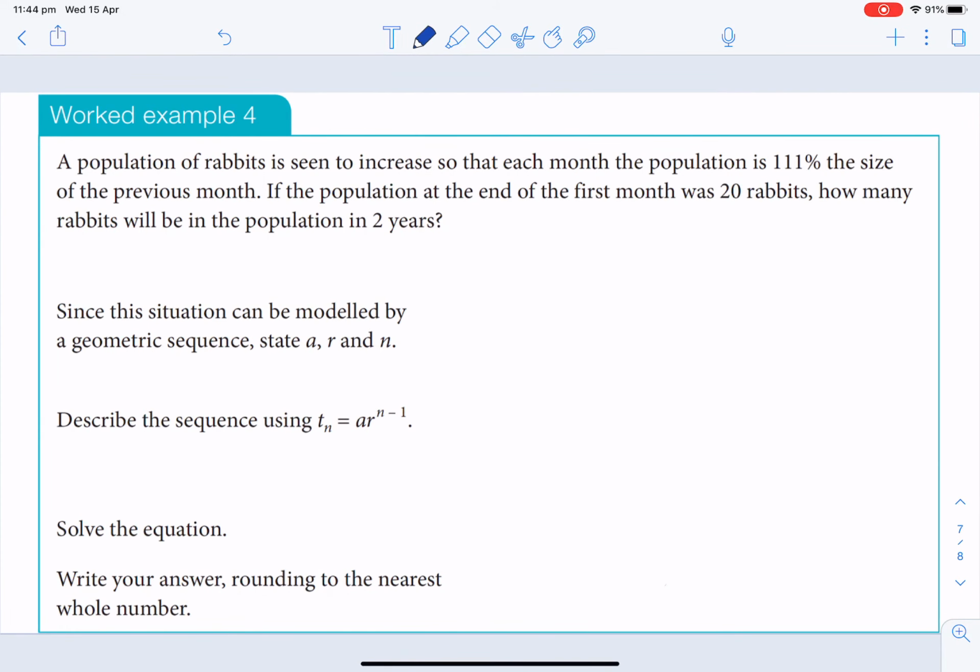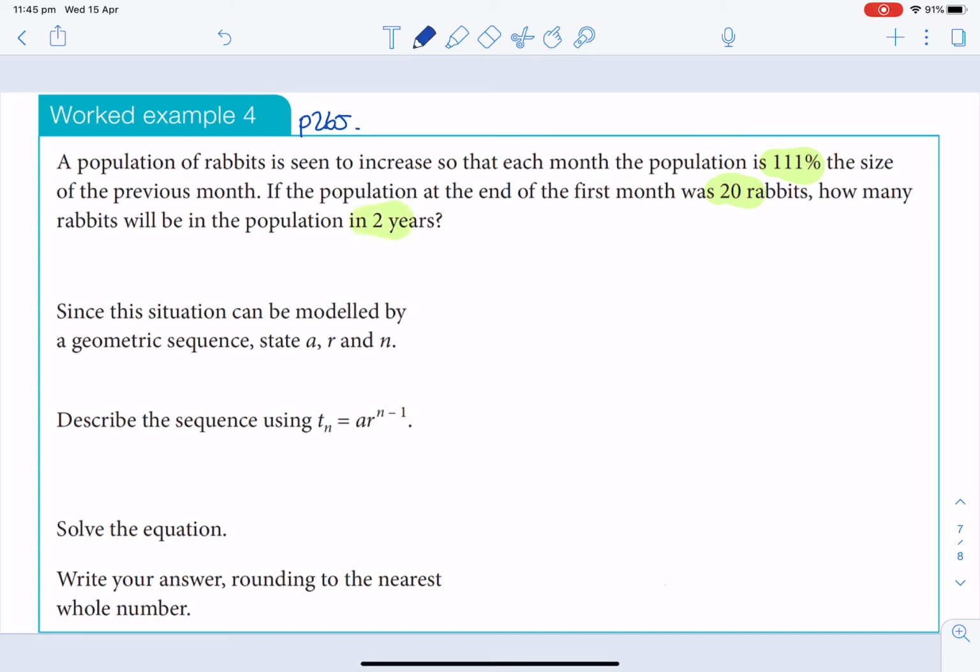Work example number 4 on page 265 of your text. A population of rabbits is seen to increase so that each month the population is 111% the size of the previous month. If the population at the end of the first month was 20 rabbits, how many rabbits will be in the population in 2 years?